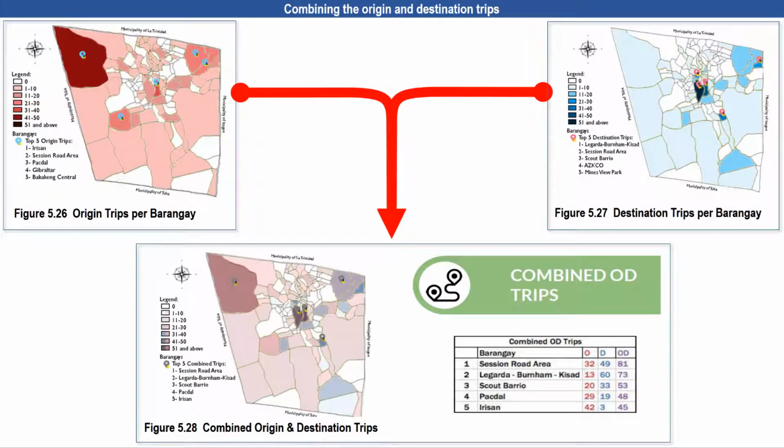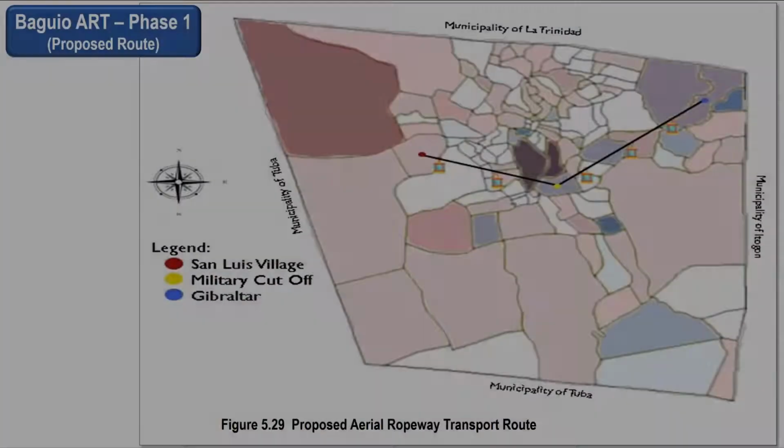The red map here shows the origin trips. The blue map shows the destination trips. The third map below in purple is a combination of both maps. The darkest colors show where much of the traveling activity is generated and directed.